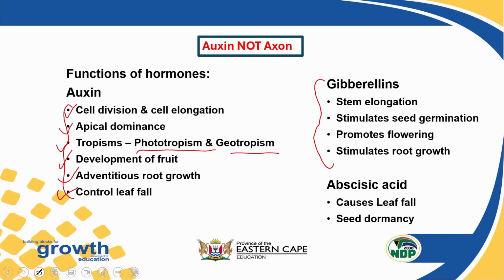Gibberellins, that's causing stem elongation, stimulating seed germination, promoting flowering, and stimulating root growth. And abscisic acids, which causes the leaves to fall. It causes seed dormancy. So learn those definitions well. Then don't confuse auxin and axon. Get the correct spelling.